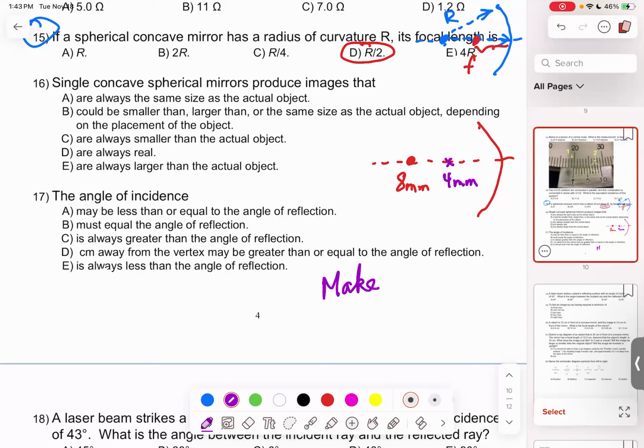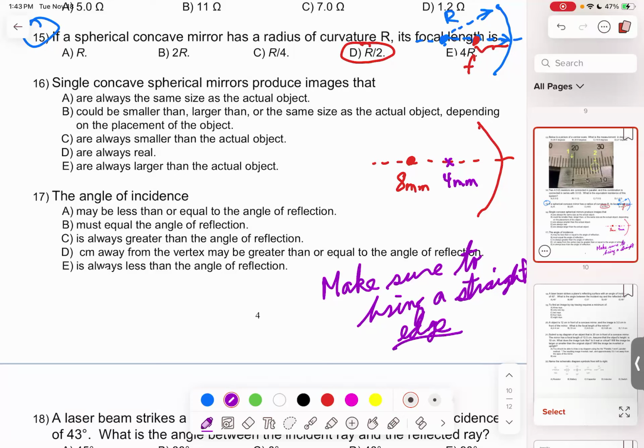hope everybody's listening, make sure to bring a straight edge. And that straight edge could be your stylus, pencil, something that you can draw a straight line. Because what's going to happen is, let's just say I put an object at a specific point. I'll put it over here. You're going to need to draw ray diagrams.